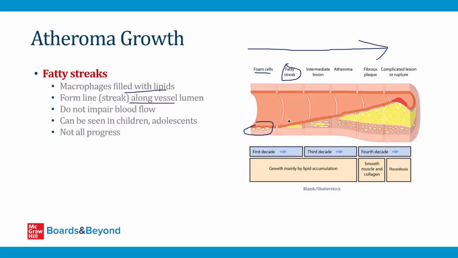Now, this doesn't impair blood flow very much. It's a very minor lesion in the wall of the artery, but it's the first step in development of an atheroma. And you can find fatty streaks in children and adolescents, and not all of them progress. So every patient that has a severe atheroma in the wall of one of their arteries once had a fatty streak, but not everyone who has fatty streaks will go on to develop serious vascular disease.